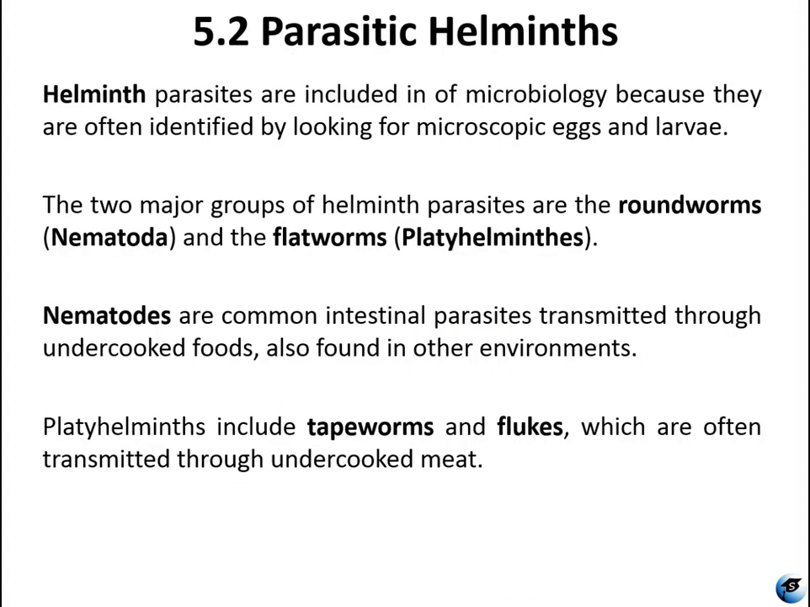So 5.2, this is parasitic helminths. These are parasites, and they are actually large enough to see with the naked eye. But the reason they're included in the study of microbiology is because their eggs and larvae are microscopic. Not only that, but their eggs and larvae are usually what is used to identify them to genus or species. Your two major groups of helminths are the roundworms and the flatworms. The roundworms are nematodes, and the flatworms are platyhelminths. Nematodes are common intestinal parasites that are transmitted through undercooked foods. You can also pick them up in the environment, but generally it's through food. Platyhelminths, these are your tapeworms and flukes, and those are usually transmitted through undercooked meat.